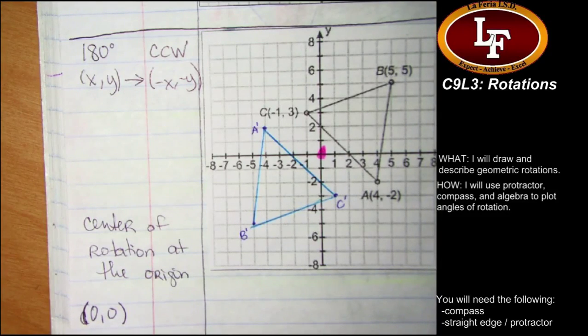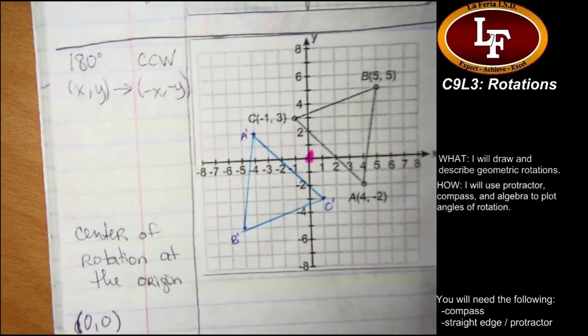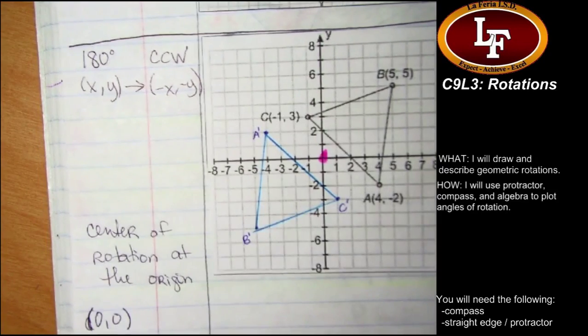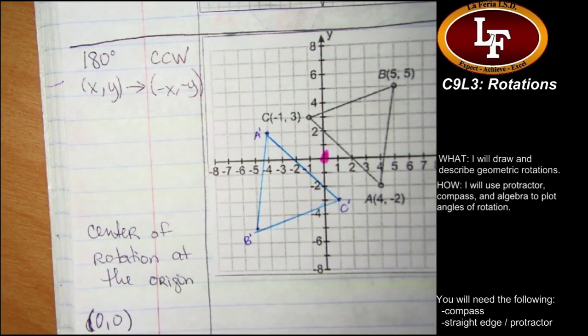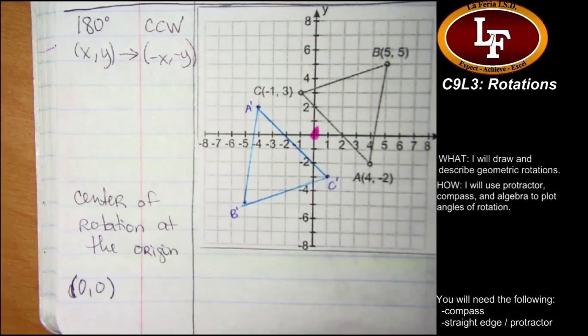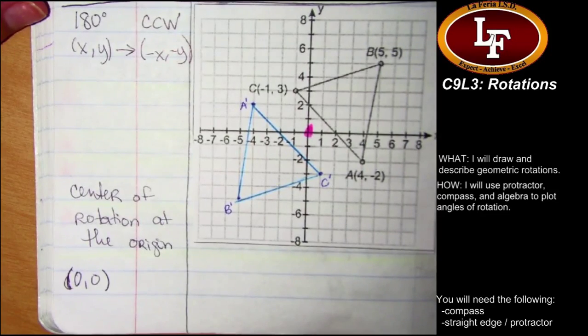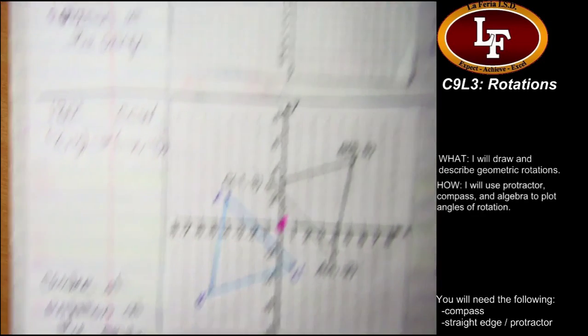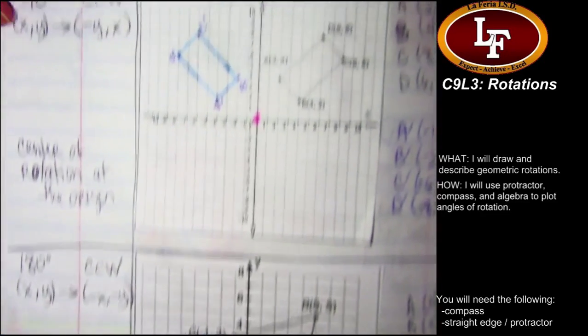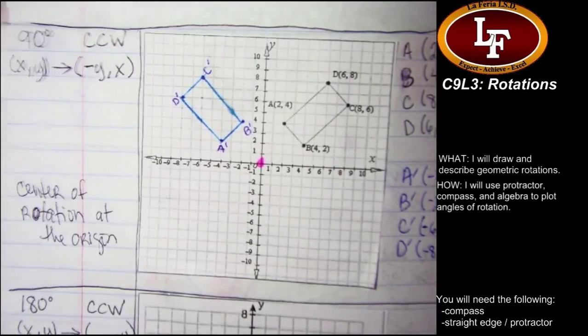All right, so now I have my direction of rotation. I know we're going clockwise or counterclockwise. I have my center of rotation, so I know which dot I'm spinning it around. And I have my angle of rotation, so I know how far I go before I stop. I want to look at them one more time. So we're going to start here with the 90 degree real quick.